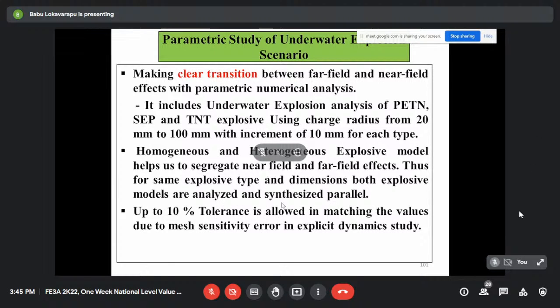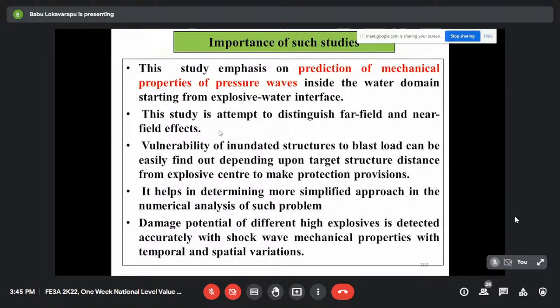So both models have been run by changing the charge radius from 20 mm to 100 mm with an increment of 10: 20, 30, up to 100. How the transition takes place was studied for both homogeneous and heterogeneous explosive models, for all three, PETN, SCP, and TNT. Particularly for the prediction of mechanical properties, pressure and velocity, because they can damage the structure.